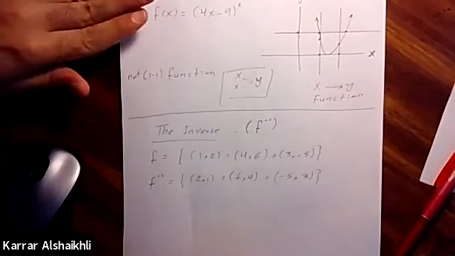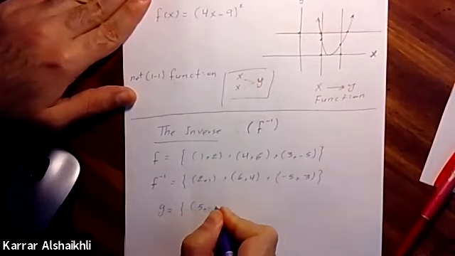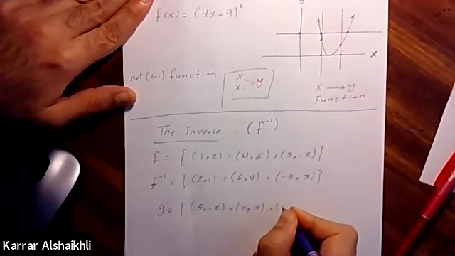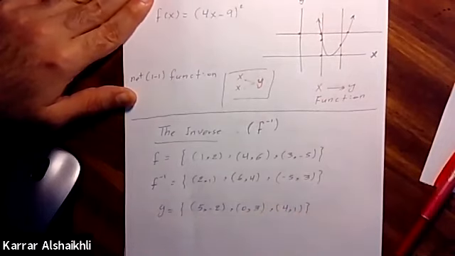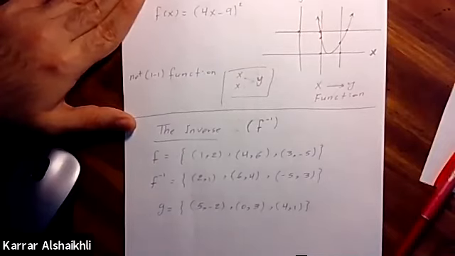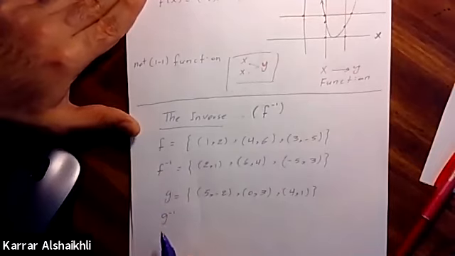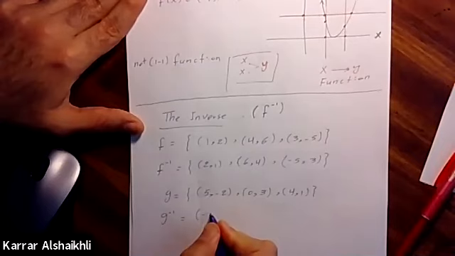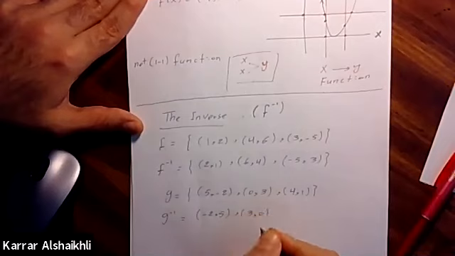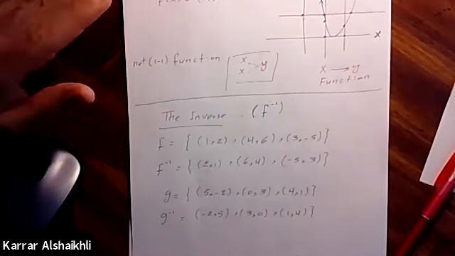Another example, let's do g equal 5, -2, 0, 3, 4, and 1. This is the g. To find the inverse of g, this is the inverse of g. We're just going to flip the points: -2 and 5, 3 and 0, 1 and 4. This is the inverse of g.